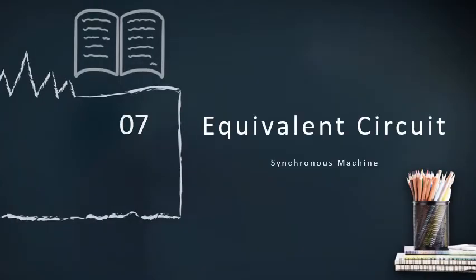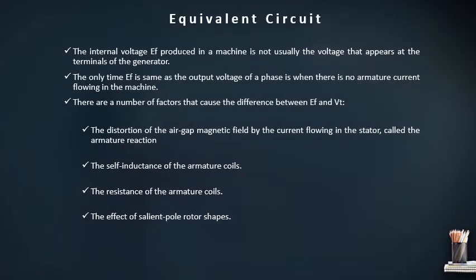Now move on. The next topic is the equivalent circuit of the synchronous machine. The first question is why we make the equivalent circuit and why we study it. By using this, we can find out parameters like the total reactance and total resistance of the machine. Move on to the equivalent circuit.